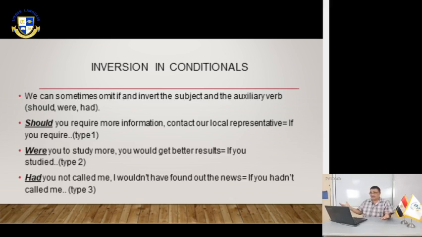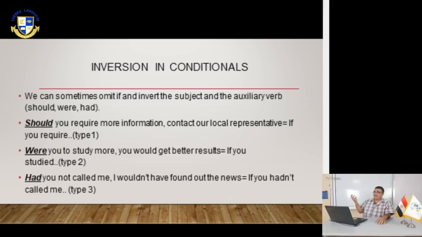If he arrived late, he would be punished. If he arrived, we can say, were he to arrive? If he studied, were he to study? If he came, were he to come? You understand? If he played, were he to play? If I ate, were I to eat? Keep in mind the form, were he to arrive. Were to before the verb. It means if he arrived. Were she to come? It means if she came. Were he to study? It means if he studied.